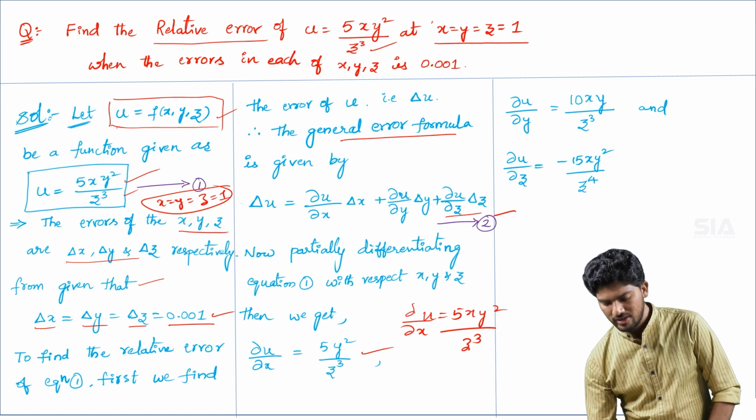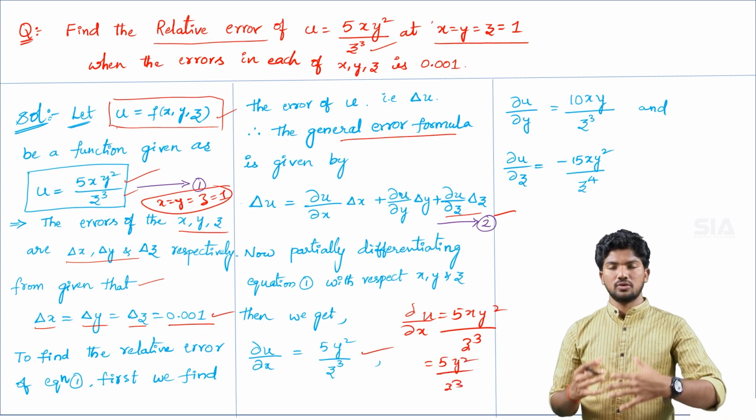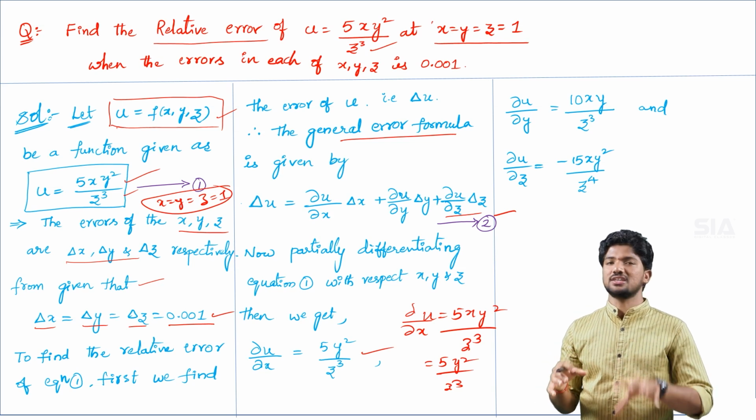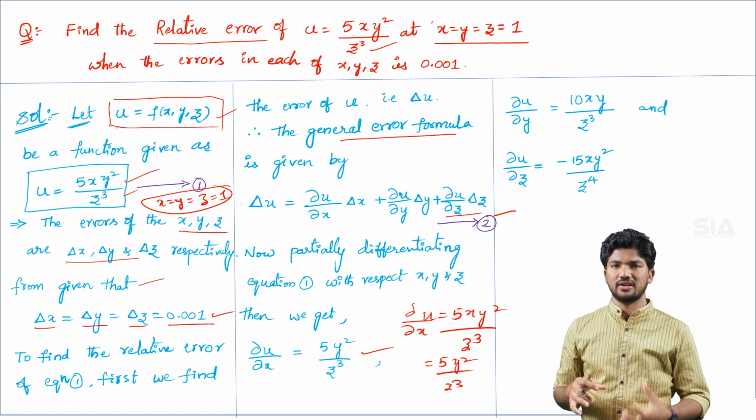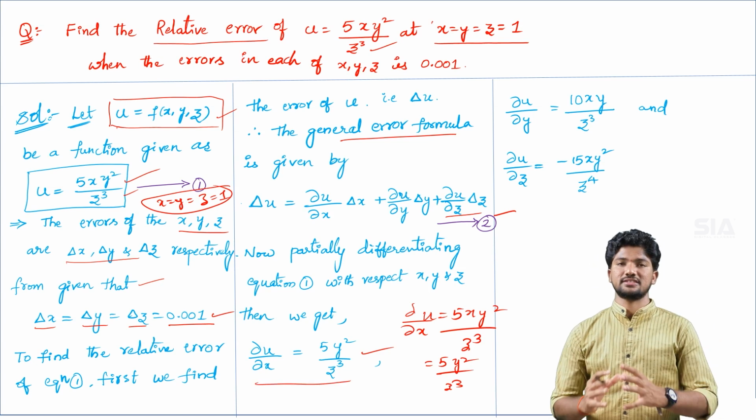So therefore ∂u/∂x is equal to, for x you will get 1, and for y square, z cube, 5, those all come under constants when you apply the partial derivative with respect to x. So this is the partial derivative of the given function with respect to x.